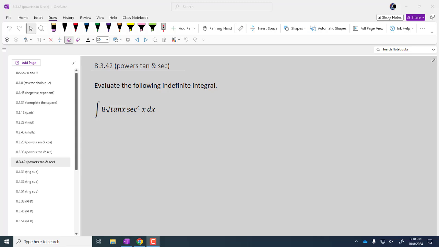So here we only have one choice. The only choice is to go with the secant. The tangent is not raised to an odd power, so there's nothing we can do there. So here we are going to pull off the secant squared. So we're going to have 8, we'll write that as tangent to the 1/2 of x, and then secant squared. The secant squared that goes there, we're going to replace it with 1 plus tangent squared.